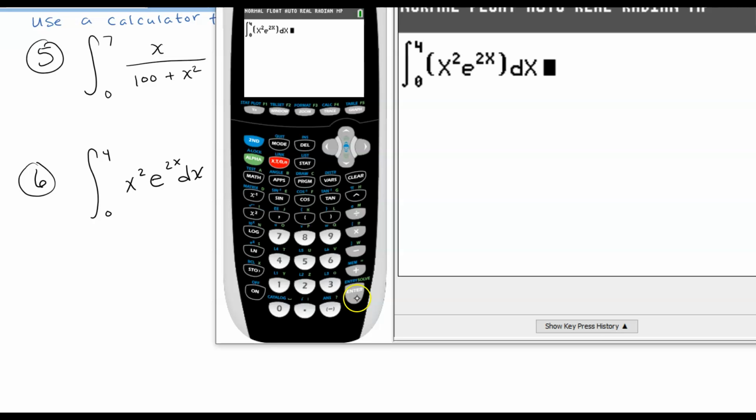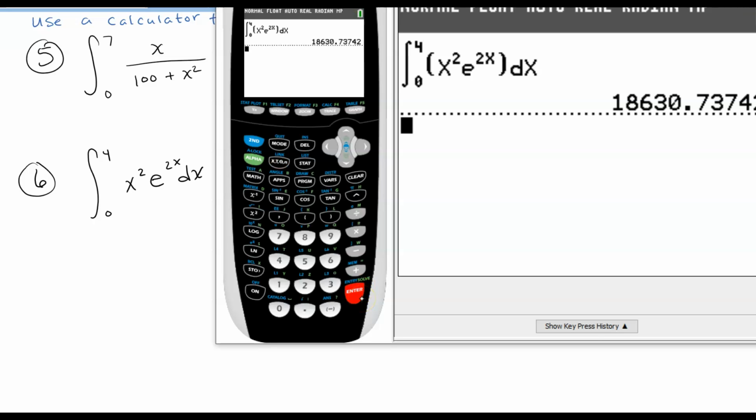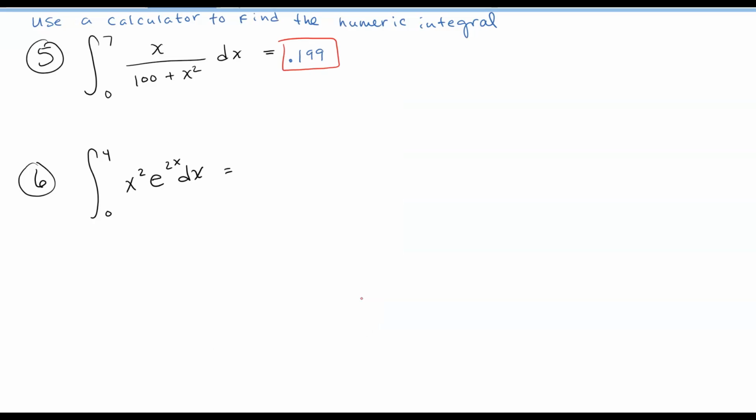After that, we hit enter, and we get something like 18,630, and I'm going to cut it off to 2 decimals, so 0.74. So really nothing to it when you're doing a numeric integral. So let's go ahead and write that one, 18,630.74, and that right there is how you would use the calculator to find a numeric integral. Other than that, it's really easy, nothing really to worry about.